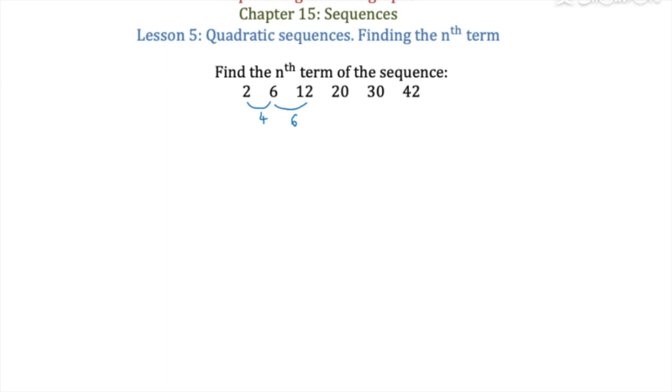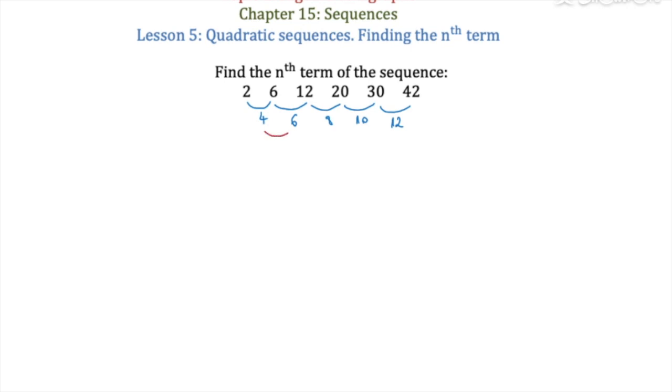Already we know that it's not an arithmetic sequence, because the first difference is not the same. 8 and then we have 10. And between 30 and 42 we have 12. So then, if it is not an arithmetic sequence, it's worth checking out if it's not a quadratic sequence.